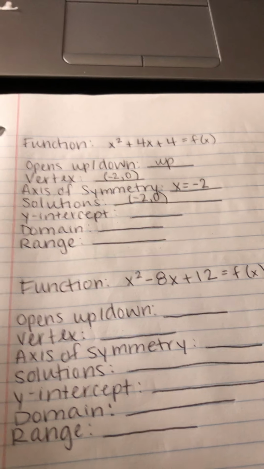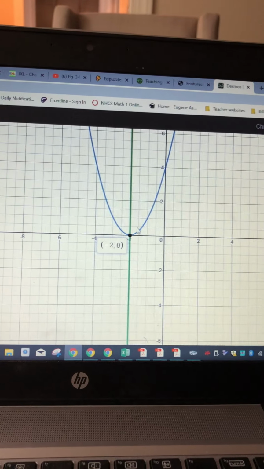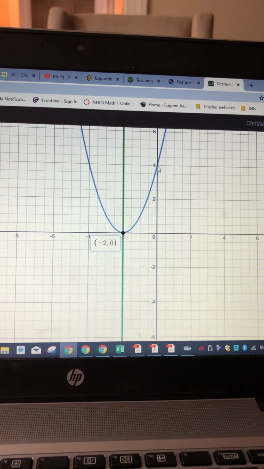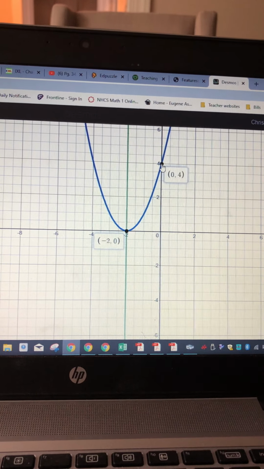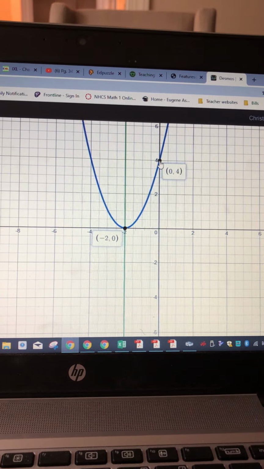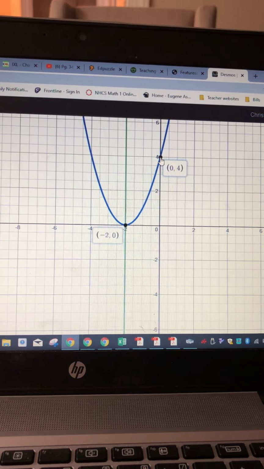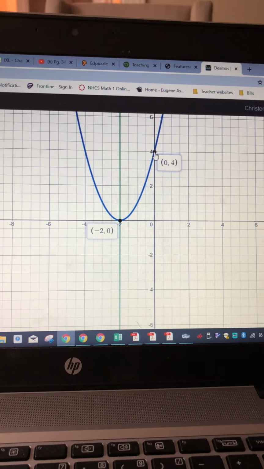Next, we're going to look at the y-intercept. So we're looking at, where does this cross the y-axis? So it crosses our y-axis right here at 0, 4. So that's our y-intercept here, 0, 4.